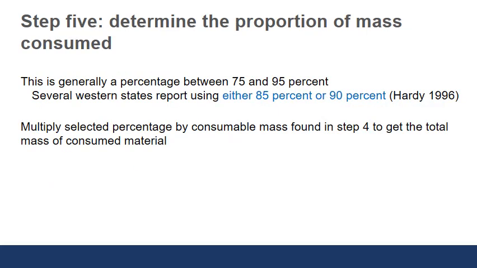The percentage of wood mass consumed is typically between 75 and 95%. Hardy 1996 suggests that expert knowledge will be required to estimate this value, but several Western smoke management programs recommend using either 85% or 90%. Once you have selected a value, multiply it by the value calculated in step 4 on the previous slide, the consumable mass, to produce the total mass of the consumed material.